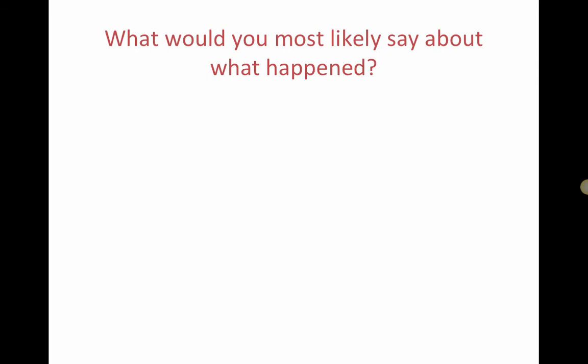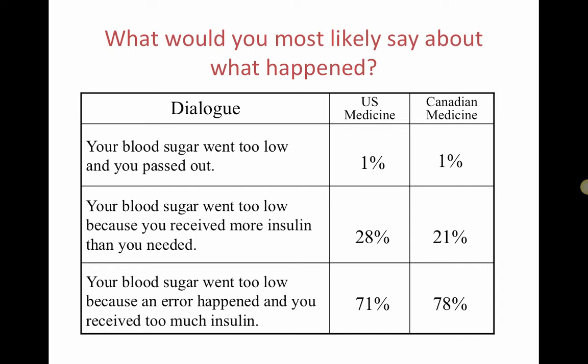The physicians were asked, what would you most likely say about what happened? 1% would say your blood sugar went too low and you passed out. 28% would say your blood sugar went too low because you received more insulin than you needed. And 71% would say your blood sugar went too low because an error happened and you received too much insulin. So essentially, almost a third would not disclose that an error actually happened.